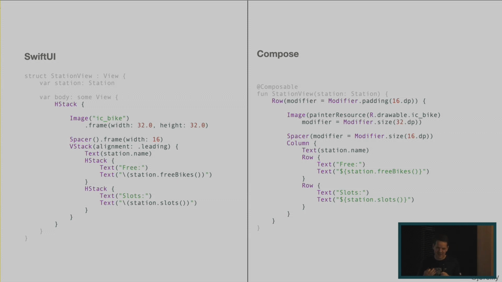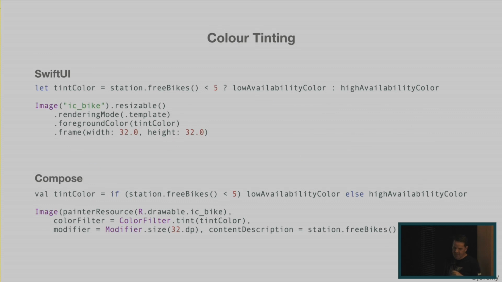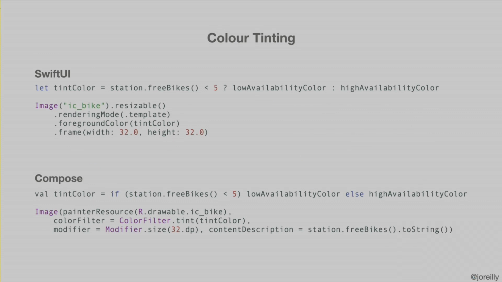So yeah, HStack to Row, VStack to Column, Image, Spacer, and Text elements in both, with some API differences and some differences, as mentioned before, in how styles and padding, etc., are applied. In the previous slide, I took out the tinting code just to allow clear side-by-side comparison, but just showing that explicitly here, and again, something that we've done in a quite similar manner on both platforms.